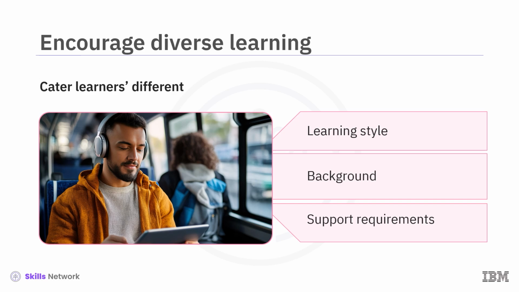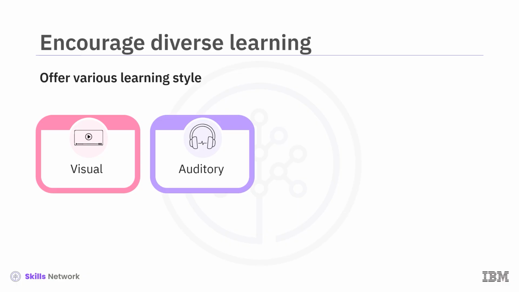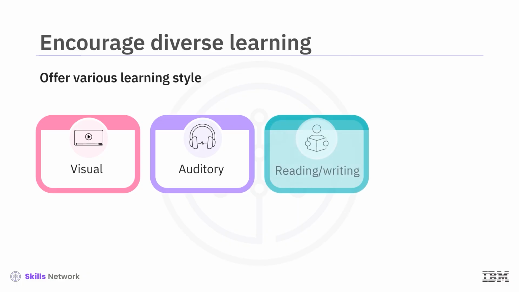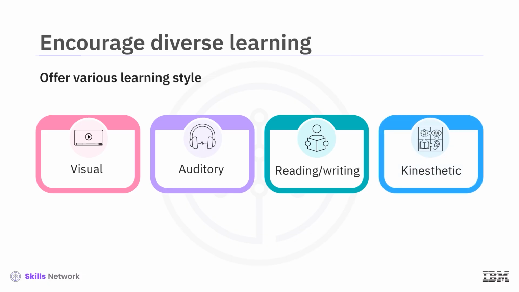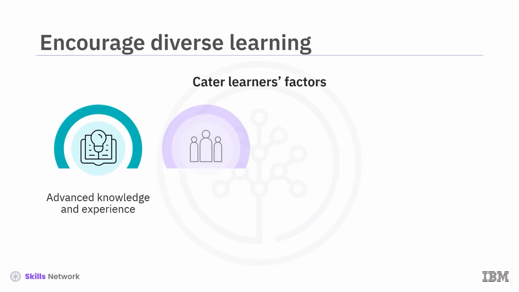Each learner has different learning patterns. Some learners are visual learners and prefer to leverage visual presentations, such as diagrams, charts, or videos, for their learning. However, some learners are auditory and like to listen to lectures, discussions, or audio content. Certain learners prefer reading or writing learning materials to gain knowledge, while others prefer kinesthetic learning, including hands-on activities and experiments. Learners' factors, such as advanced knowledge, experience, and cultural backgrounds, can influence their learning patterns, theories, and values.